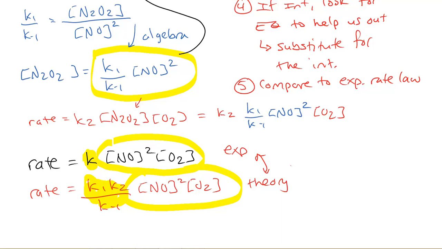And just a reminder, valid does not mean it's the mechanism. There may be more than one mechanism that I can write that is valid. So there we have it. Our mechanism matches the rate law, and so we're going to say this is a valid mechanism, and we'd have to do more experiments to get more information, but this is as far as we would go in a Gen Chem 2 class.